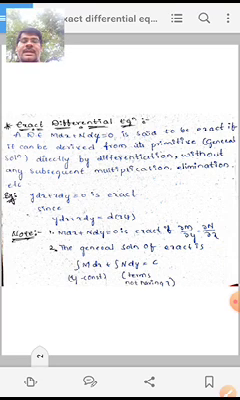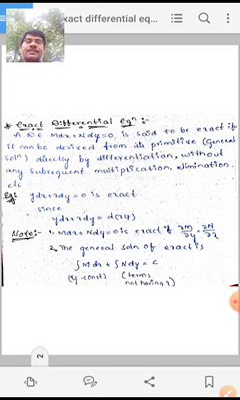This is the derivative of xy. The derivative of xy is y dx plus x dy. Here we have to integrate it on both sides. We are getting xy is equal to c. Here y dx plus x dy is equal to 0 is an exact differential equation.